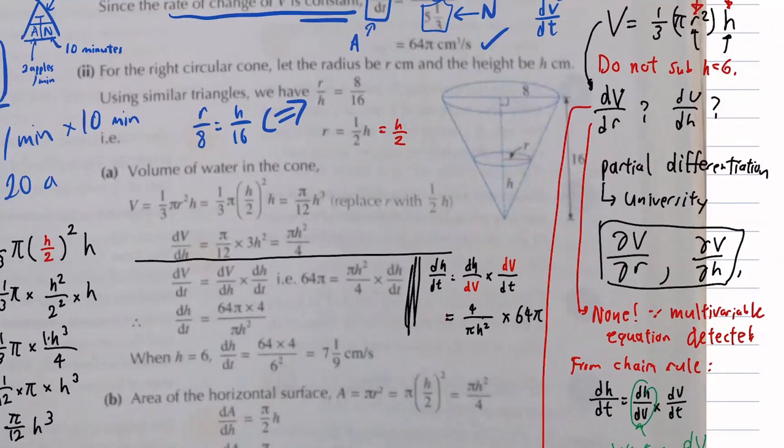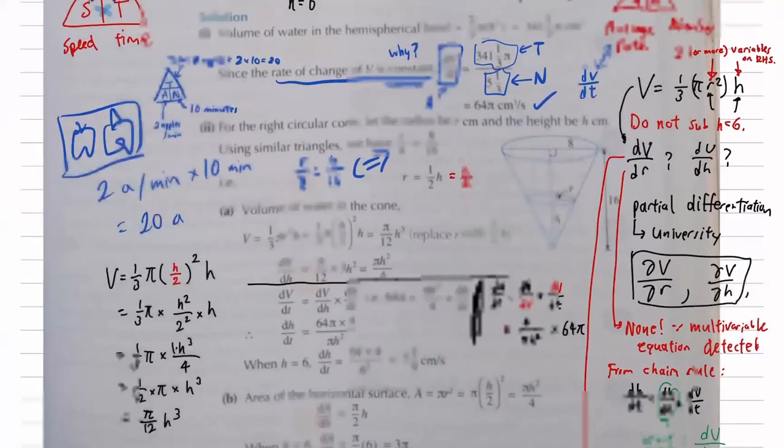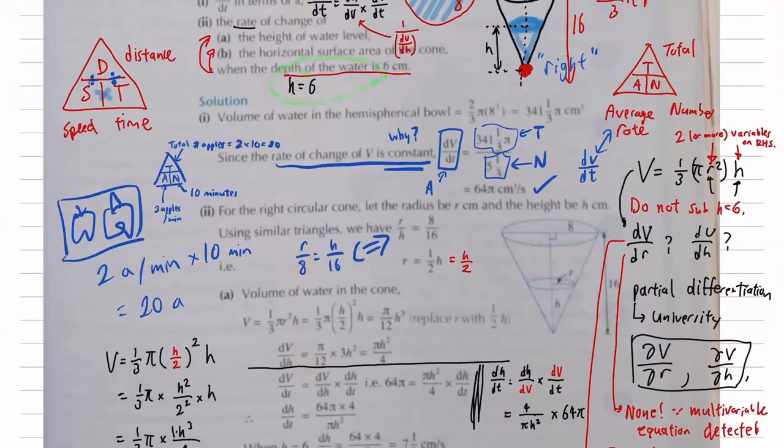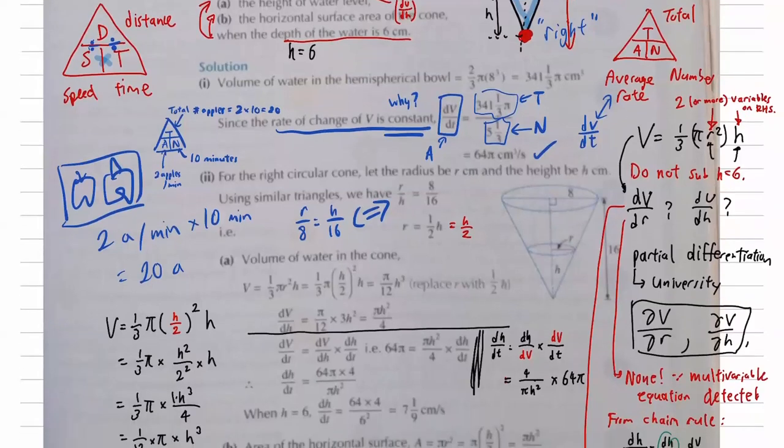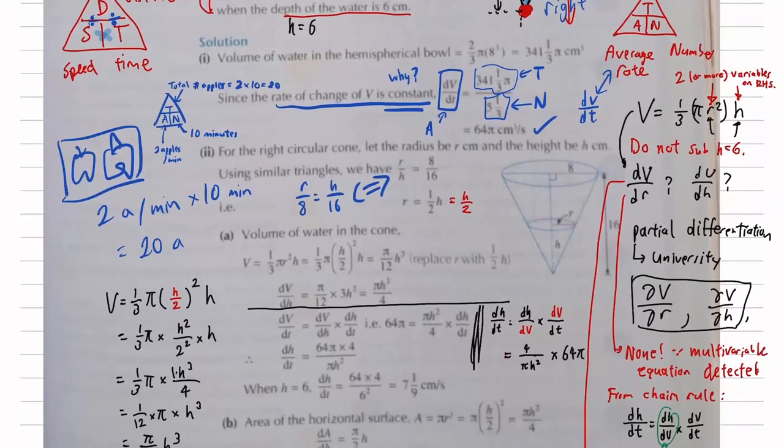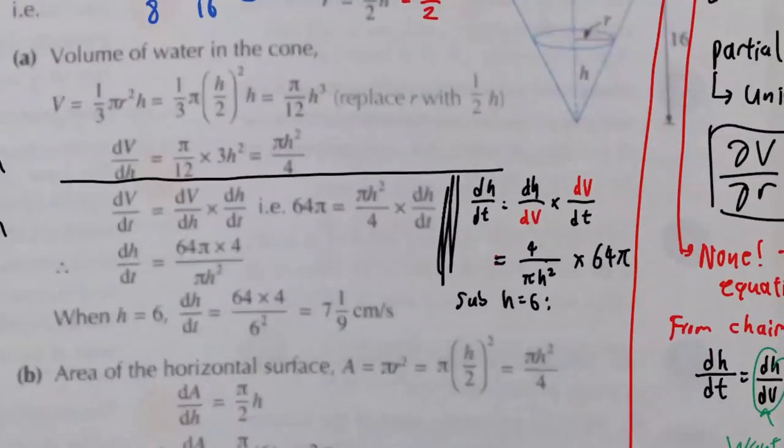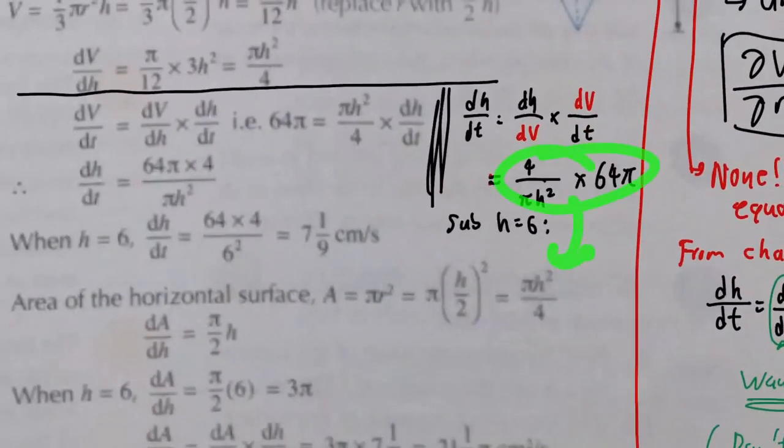I haven't subbed in h equals 6 yet. I'm still following what I told you: do not sub in the h until you differentiate. I've already differentiated, so what do you think you want to do now? Sub in now, yeah, exactly. So sub in h equal to 6. You can simplify if you want, but you can also directly substitute in. So the next line we write dH by dt, draw a line, h equals 6.